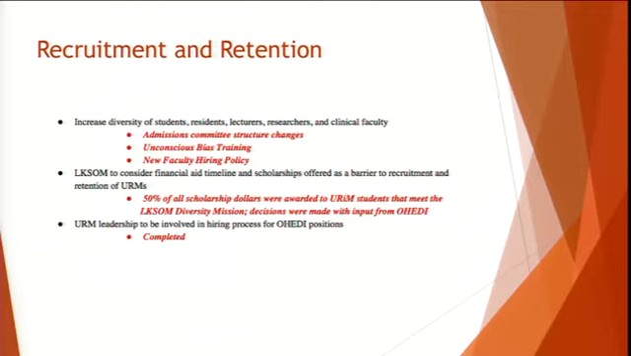So the information here is taken from the town halls both last November and last February, and the issues that you brought up and what we've done to date to try to address them. A big issue, of course, has been recruitment and retention of underrepresented students, residents, and faculty members.